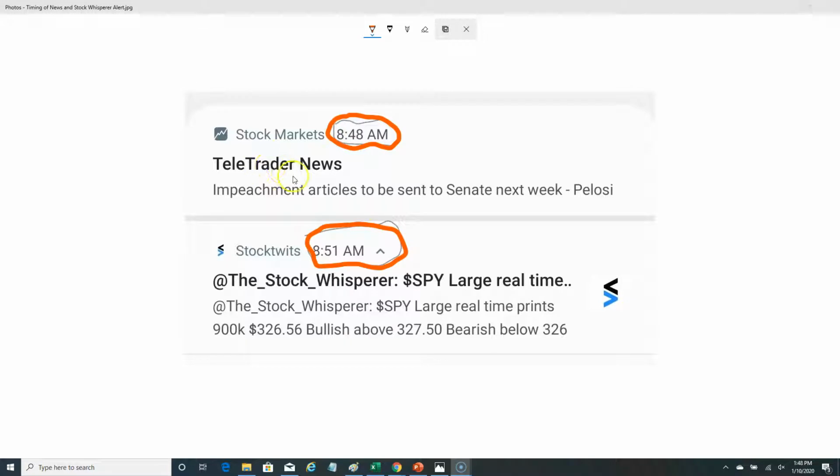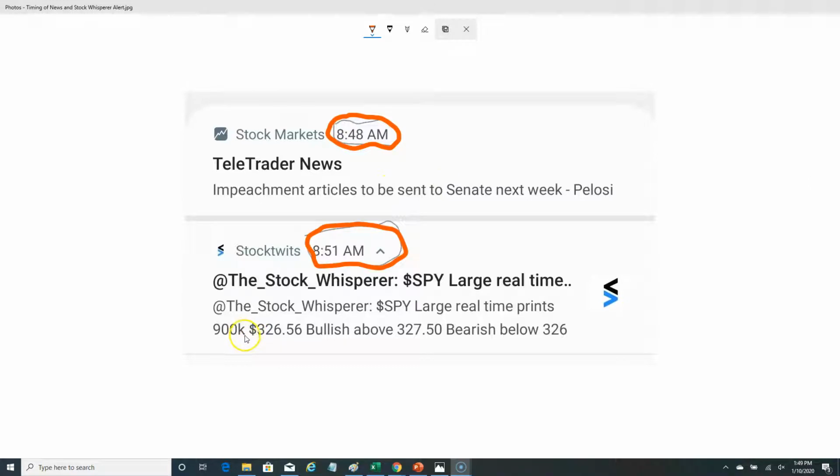So this news came here. This is political news, as many of you may know as of now. It came in at 8:48. Exactly 3 minutes later, the Stock Whisperer, who is currently using StockTwits since her app is going through some major upgrades, has been using StockTwits to post all of her alerts. She scanned this specific trade that the big sharks sent in literally 3 minutes later. You can see 8:48 versus 8:51. They sent it in 3 minutes after this impeachment news was published.